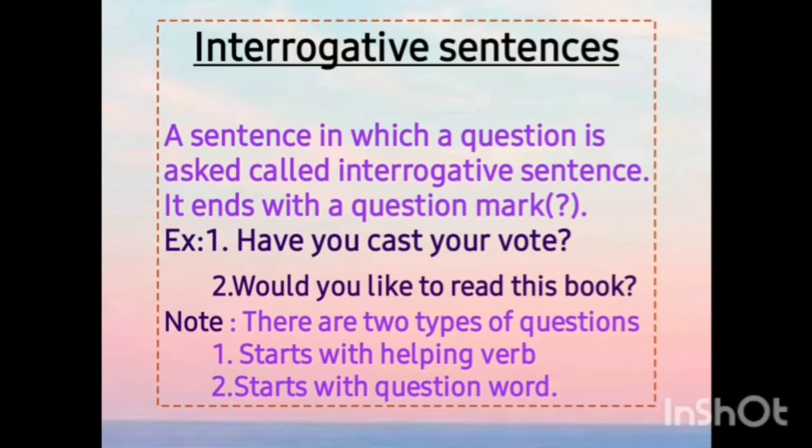Interrogative sentences. A sentence in which a question is asked is called an interrogative sentence. It ends with a question mark, like, have you cast your vote? Would you like to read this book? Note, there are 2 types of questions. Number 1, it starts with a helping verb. Number 2, it starts with a question word.